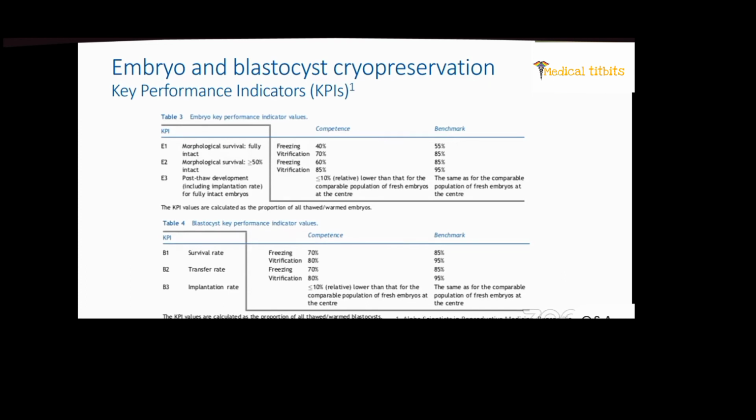As for the blastocyst stage, cryosurvival was defined as at least 75% of cells perceived to be intact after thawing or warming. The proportion of warmed blastocysts that re-expand within 2 hours was recommended as an extra KPI to evaluate the survival rate. Overall, for the blastocyst stage, it was the consensus that the benchmark for the rate of embryo development should be the same as for the comparable population of fresh embryos at the clinic, and the implantation rate should be no more than 10% relatively lower than the comparable population of fresh embryos at the center.